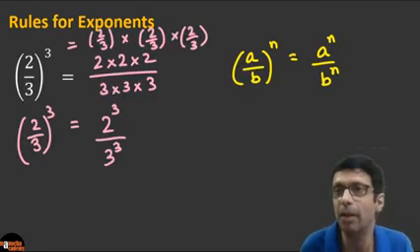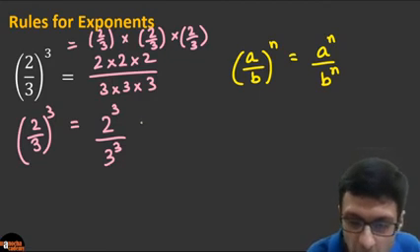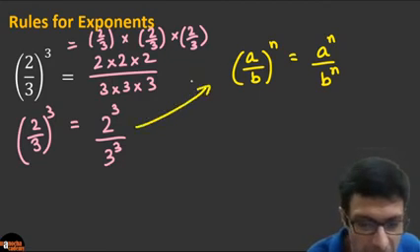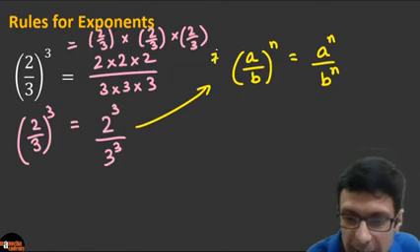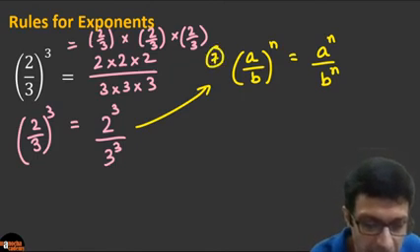Here we have (a/b)^n = a^n / b^n, like we got from this simple example. Okay, so that's going to be rule number 7 for us. Clear, guys? Very simple.